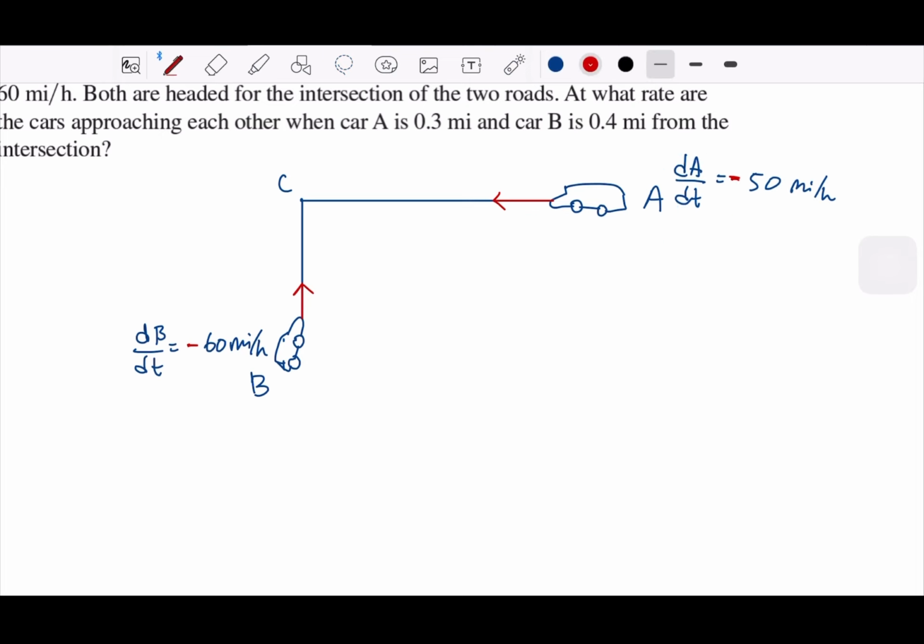Okay. Now, to make it true, imagine this A is moving here, B is moving here. The question is at what rate the cars are approaching each other. So we need to have another perspective. So not A, not B. So perhaps we need to find some way to connect these two.